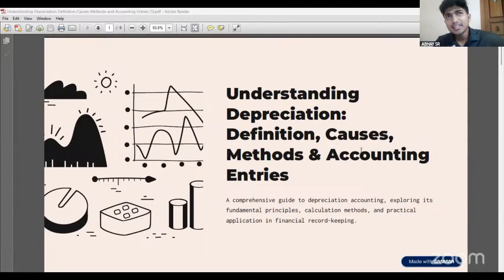In real life, the value depletes over time. It may be due to certain factors. So, in this class, we are about to learn about the definition of depreciation, what the causes are, and what the methods are by which we can account for depreciation. So, let's move on with the class. I wish to teach with certain real life examples so that we would be able to understand easily. So, let's move on to my presentation.